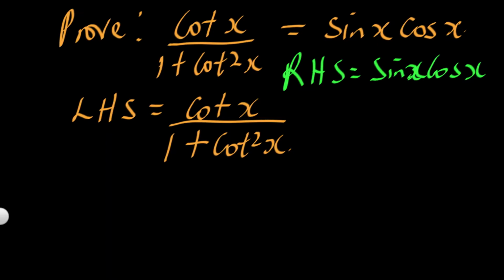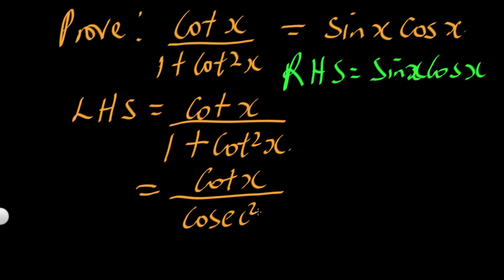Now I know something about the denominator. 1 plus cot squared x is cosec squared x. I know that is cosec squared x. So I can replace 1 plus cot squared x by cosec squared x. So now I have cot x over cosec squared x.